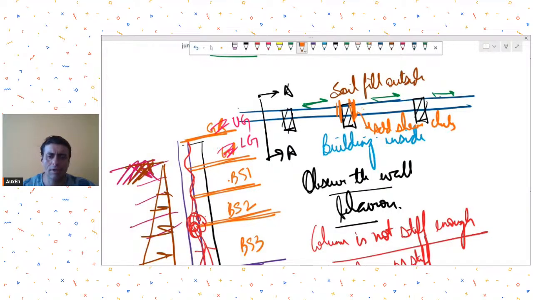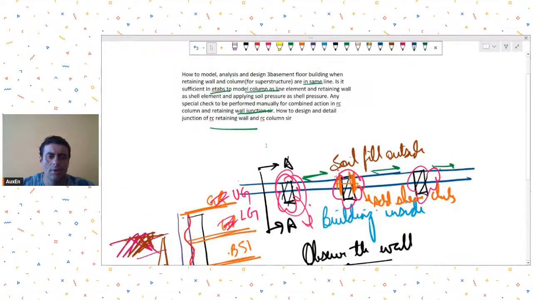Of course, again, that will depend on the column stiffness. So you do that additional shear check. You investigate how much moment is getting transferred to the column. Again, it will depend on the column stiffness. So if significant moment is getting transferred to the column from the soil fill on the retaining wall or basement wall, then you may have to consider the moment also in your column design. And design and detailing of junctions between RCC column and wall, as I just told you.